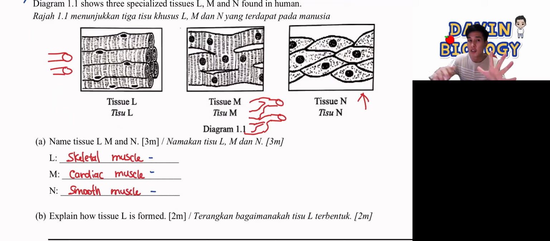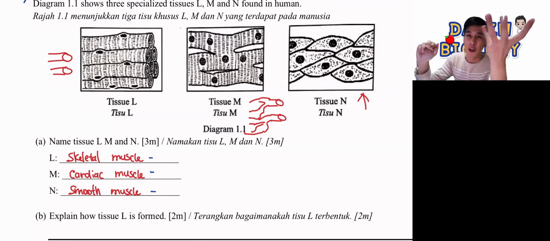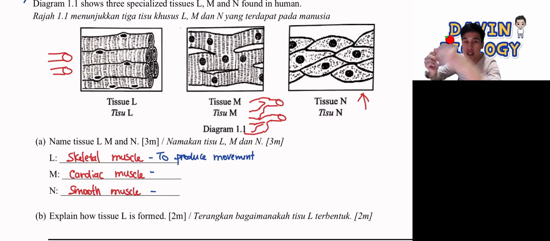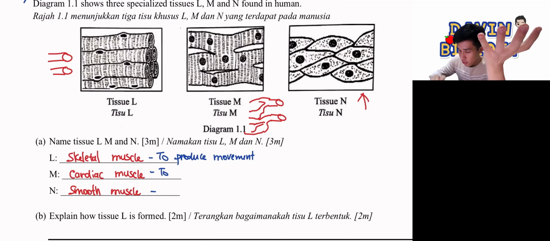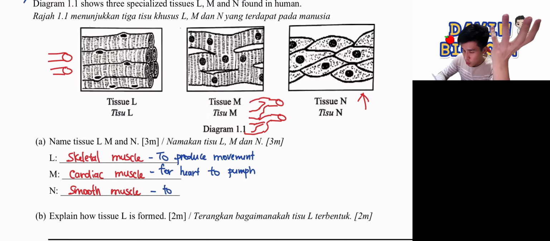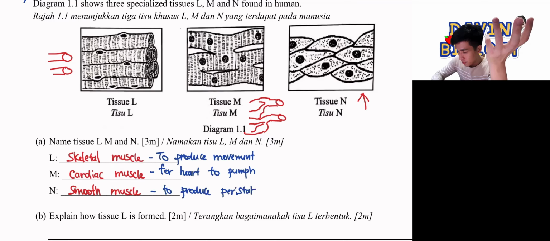Now remember, every muscle contracts and relaxes, so I don't write contract and relax anymore. For example, skeletal muscle contracts and relaxes to produce movement. So we rely on skeletal muscle to move. Cardiac muscle contracts and relaxes for the heart to pump blood. Smooth muscle, we did just now, contracts and relaxes to produce peristaltic movement. Pump blood.